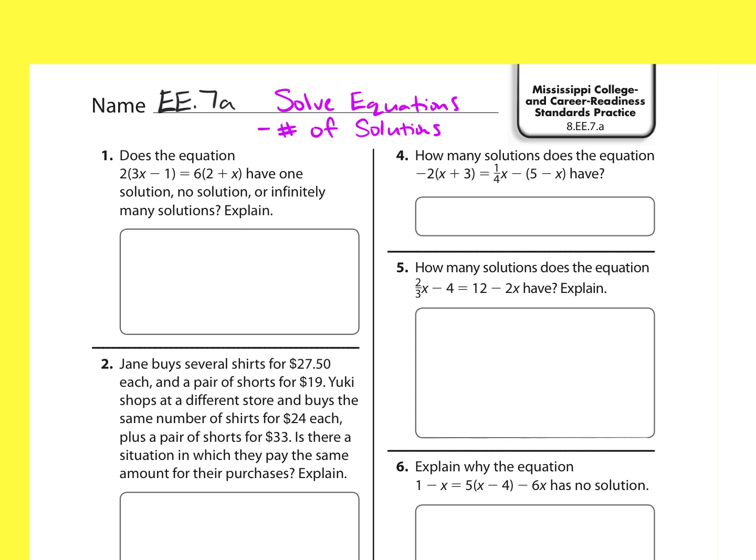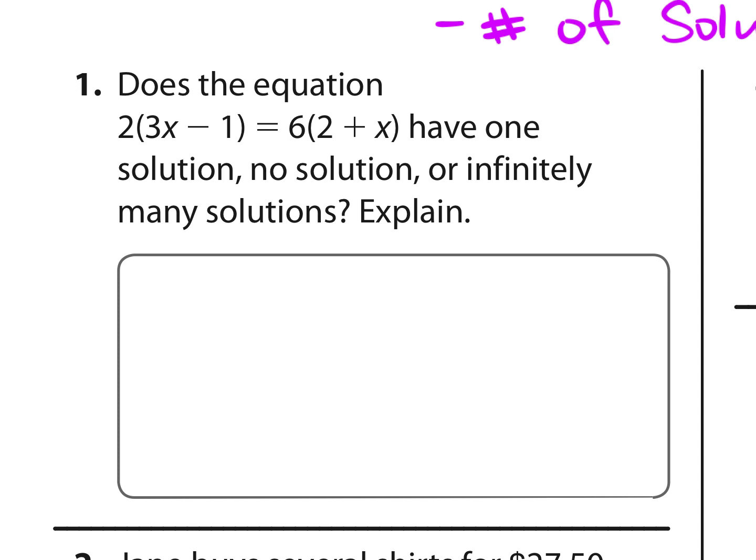Standard EE.7a is about solving equations and specifically determining the number of solutions to an equation. Problem 1 asks if this equation has one, no solution, or infinitely many solutions. So we're going to go through and simplify and then solve this equation.